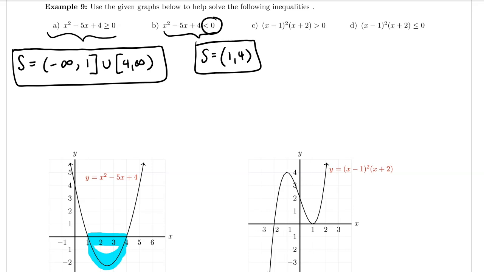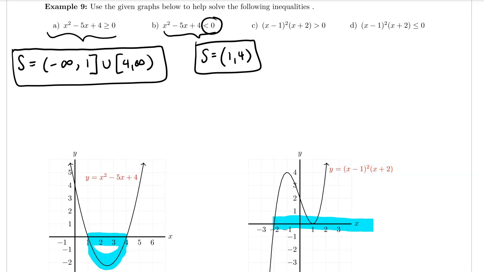In part C, we have x minus 1 squared times x plus 2 is greater than 0. Here we have the graph of that function, and we want to know when is the graph above the x-axis. So that's happening almost everywhere after negative 2.